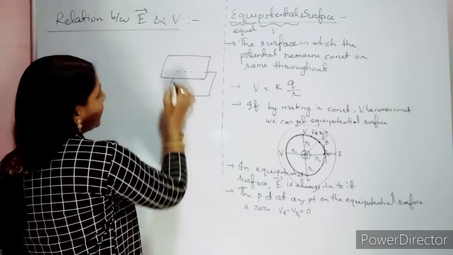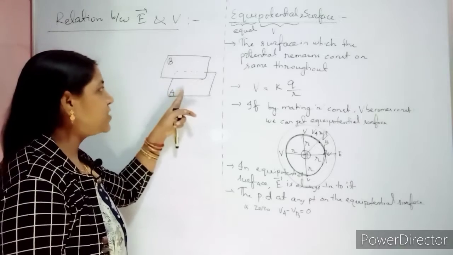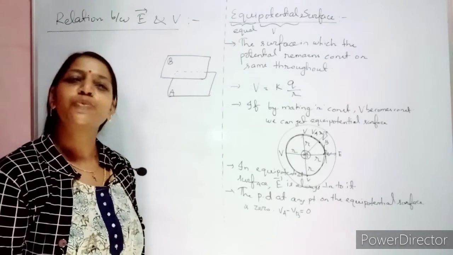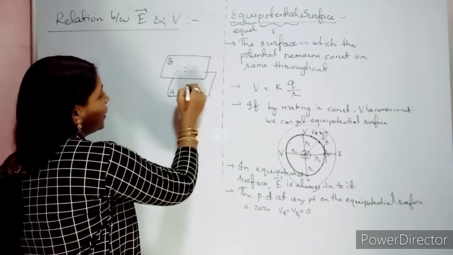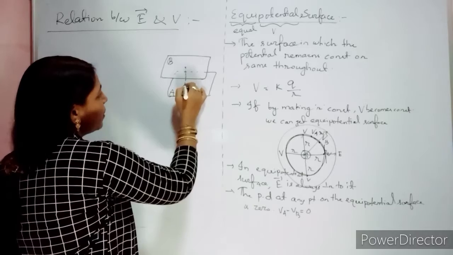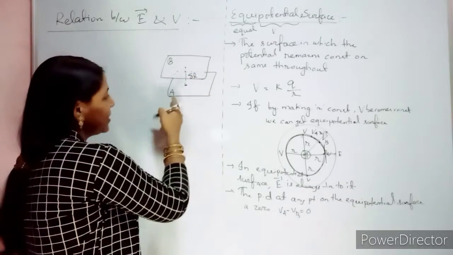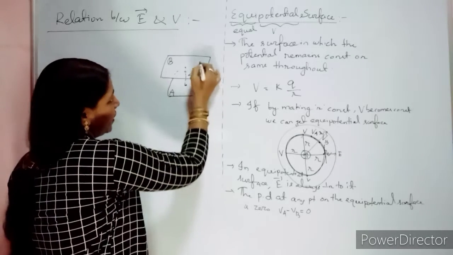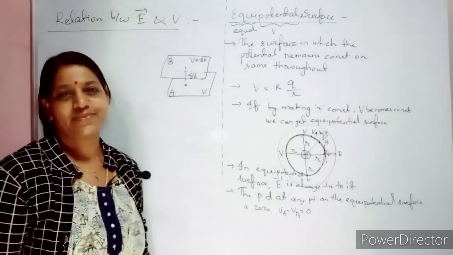Let this plate be A, and this plate B. A is an equipotential surface, and B is an equipotential surface. Let the distance of separation between them, taking a point P and its perpendicular distance, be del L. Plate A is at a potential V, and plate B is at a potential of V plus del V.